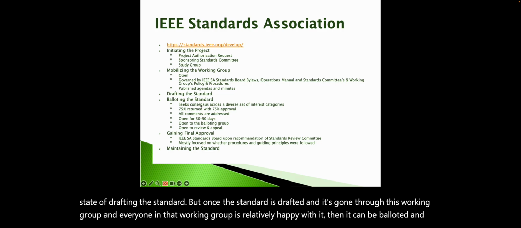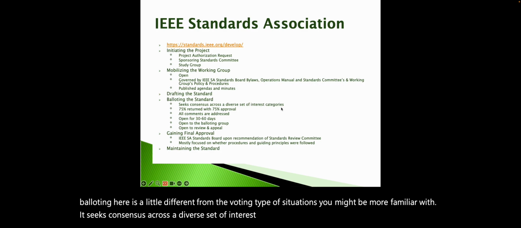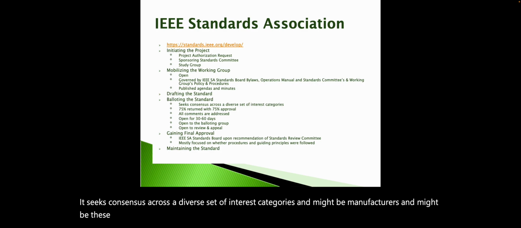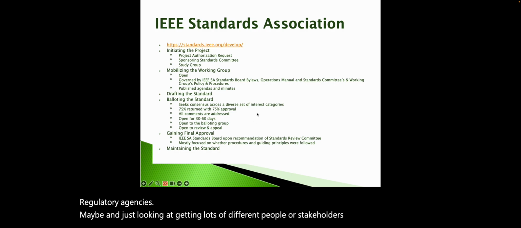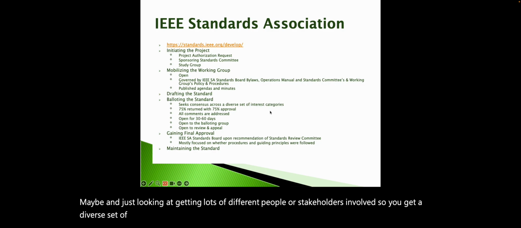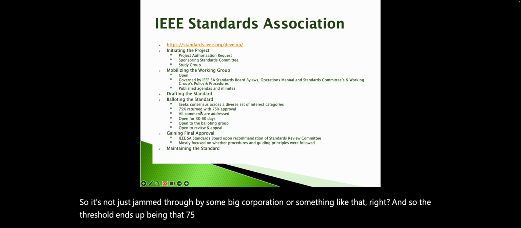And balloting here is a little different from the voting type of situations you might be more familiar with. It seeks consensus across a diverse set of interest categories. It might be manufacturers, it might be advocacy organizations, it might be regulatory agencies, maybe. And we're looking at getting lots of different people or stakeholders involved, so you get a diverse set of interest categories. So it's not just jammed through by some big corporation or something like that, right? And so the threshold ends up being that 75% of the ballots are returned with 75% approval, and that's a pretty high threshold to reach, right?